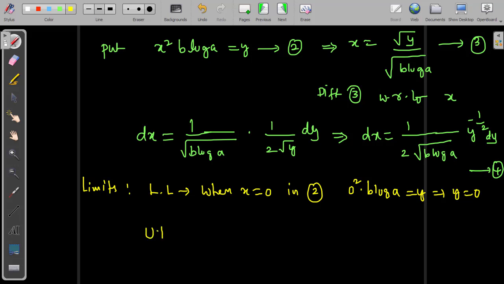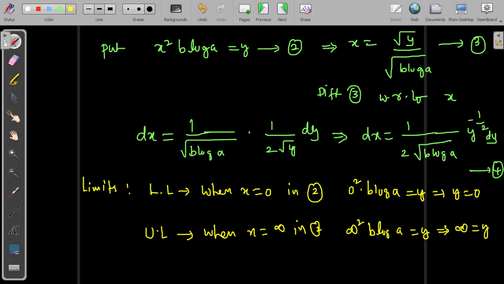After that, the upper limit. The upper limit is when x equals infinity in equation number 2, which means infinity squared times b log a equals y. If a and b are positive, the condition is that a is more than 0, since the logarithmic function is defined only for positive real numbers. So b log a will be positive, which multiplied by infinity squared gives infinity. So y equals infinity. Therefore the limits for y are 0 to infinity. Let us mark this equation number 5.